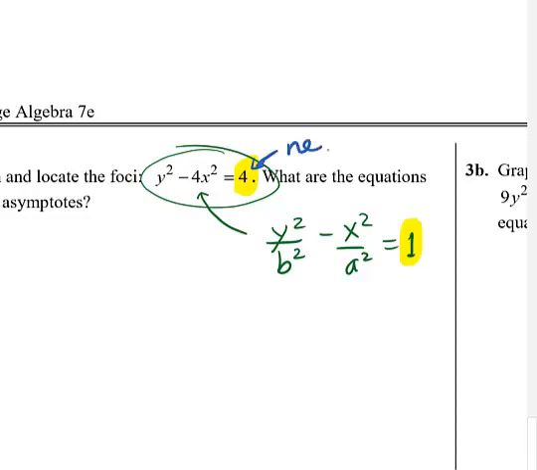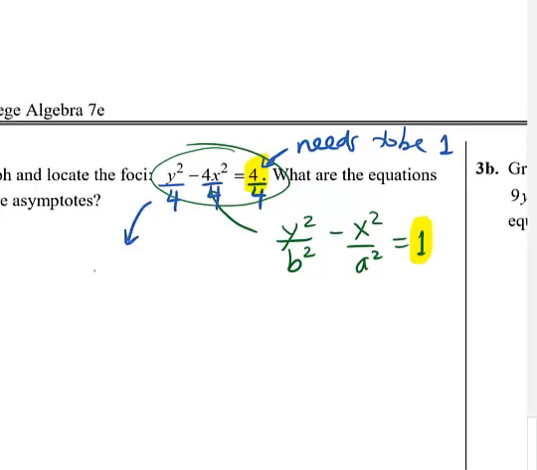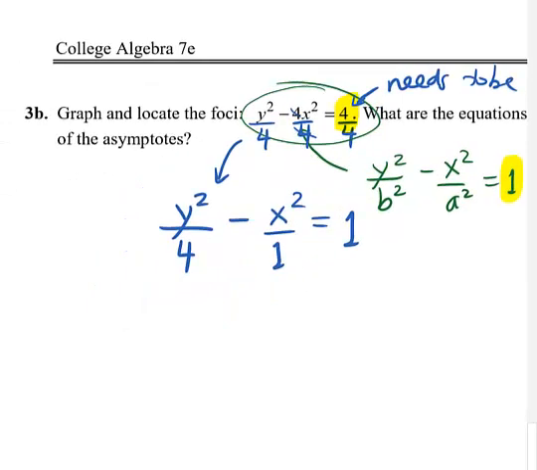It needs to be a 1, which means I could divide the whole thing by 4. That would make that value a 1, but of course that'll affect all the other terms. That's y squared over 4 minus, here the 4s cancel on the x term, so it'll be just x squared over 1, and then equals 1. So now this is a vertical type, and I can go about my business the same way.